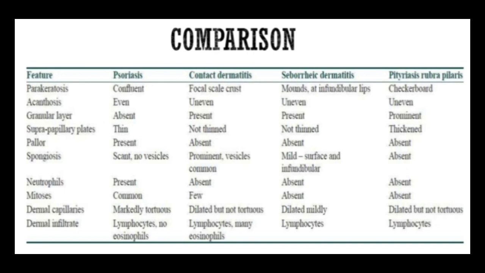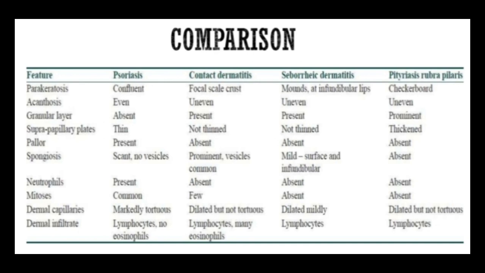Dermal papillae are markedly tortuous in psoriasis. In contact dermatitis, they are dilated, but not tortuous. In seborrheic dermatitis, they are mildly dilated, and in pityriasis rubra pilaris, they are dilated but not tortuous. About the dermal infiltrate: in psoriasis, there will be lymphocytes with no eosinophils. However, in contact dermatitis, there will be lymphocytes and many eosinophils. And seborrheic dermatitis and pityriasis rubra pilaris also have a lymphocytic dermal infiltrate.